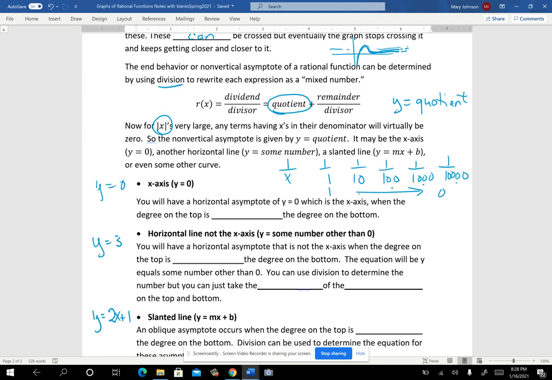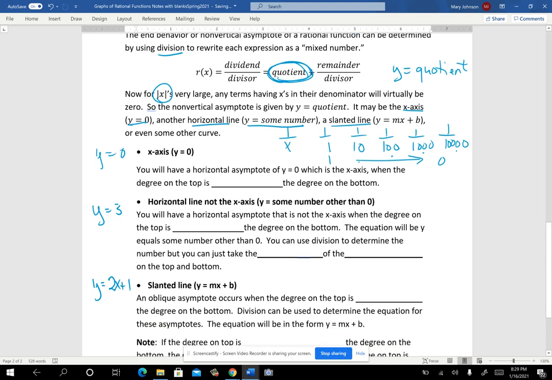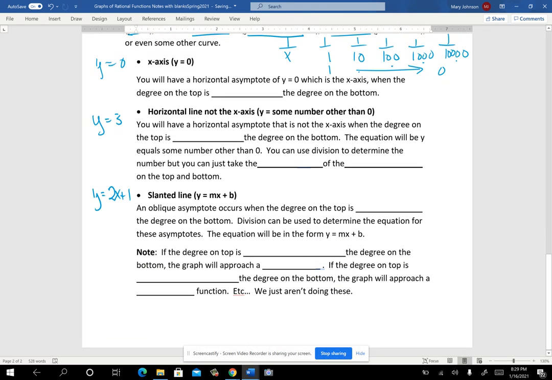Okay, so the non-vertical asymptote, we just kind of talked about this, really turns out to be y equals this quotient. If you can get it into that divided form, it may be the x-axis, which is y equals 0, some other horizontal line, which is like y equals 3, or a slanted line, like y equals 2x plus 1. But it really could be even some other curve. We just normally don't deal with those. Okay. All right, so you're going to have a horizontal asymptote. You're going to have y equals 0 being the asymptote.